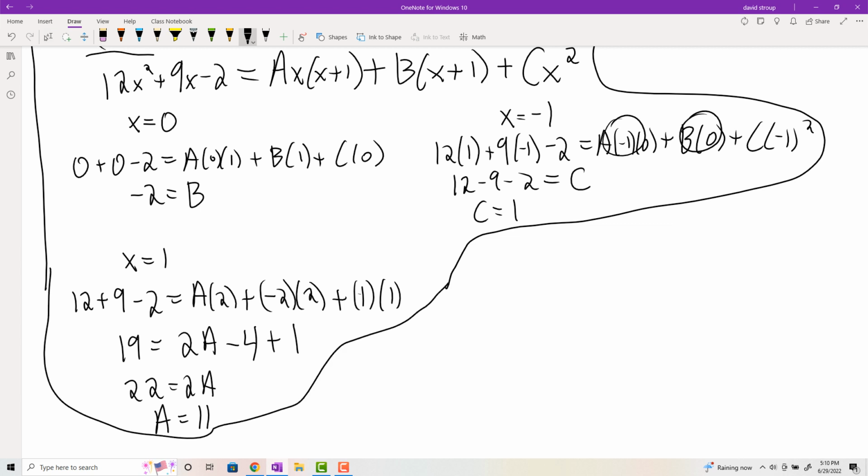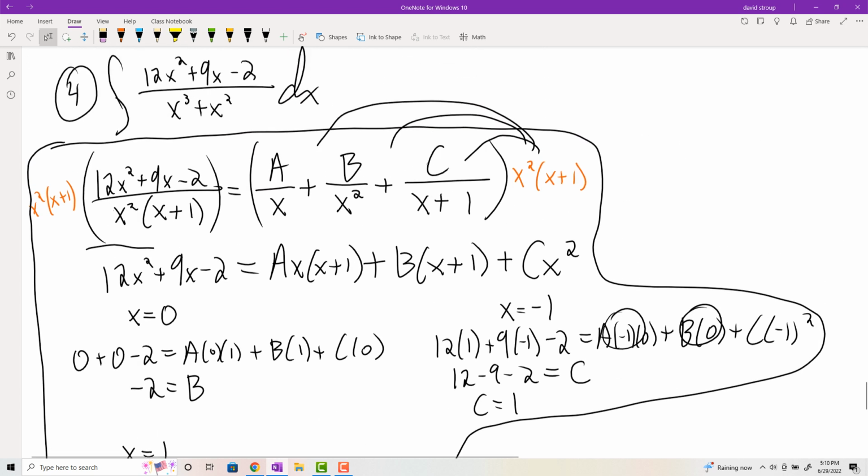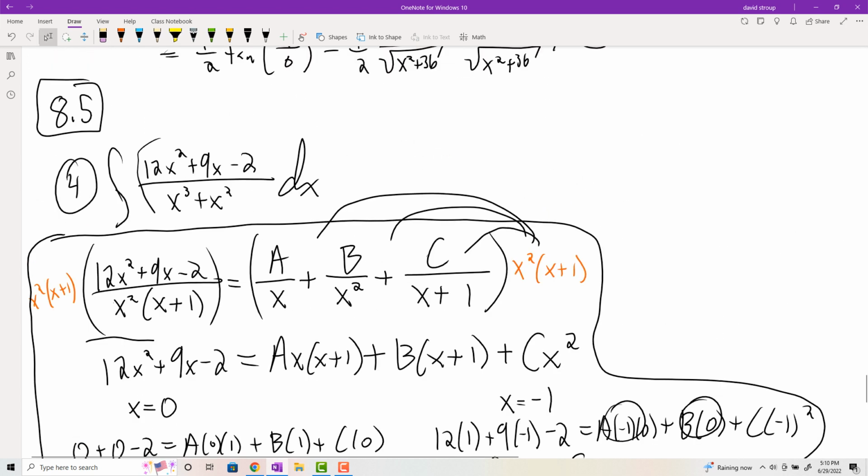So the original integral will become a over x, in other words 11 over x, minus 2 over x squared, and then plus c, which is 1, all over x plus 1 dx. Okay, so I'm literally replacing this integrand with this thing, with a, b, and c filled in.